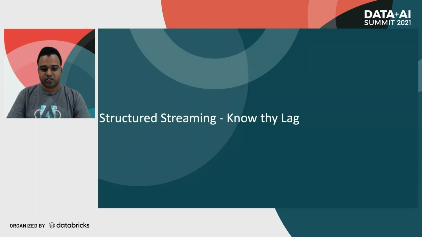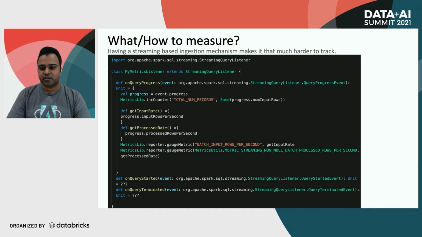With respect to structured streaming, we need to first understand the lag. With the streaming mechanism, it's always difficult to figure out how we are going to measure. Spark thankfully gives you a very nice streaming query listener, which we can implement on top of to provide our own monitoring. The thing that we're going to focus on today is the onQueryProgress method.